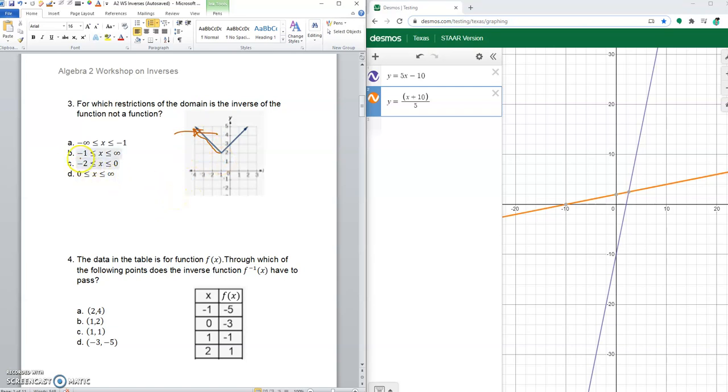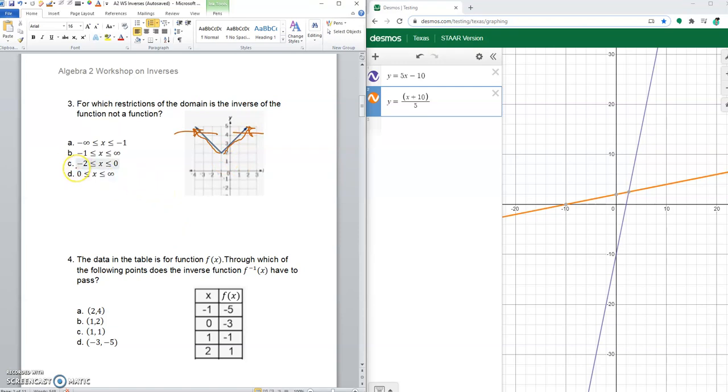Let us now go to letter B. You're looking at negative 1 all the way to the right, so from negative 1 to the right side, because this is positive infinity. So you're looking at this side right here. And once again, if I do the horizontal line test only for this side right here, it will pass the horizontal line test. Therefore, that's not what you're looking for. Let us now go to letter C.